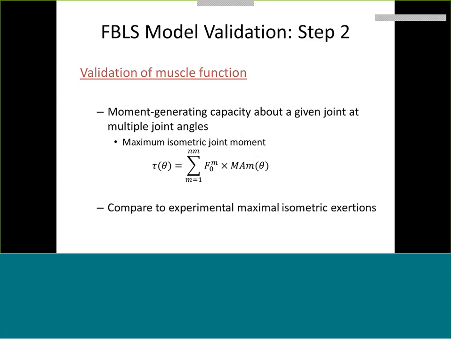So the next step of validating the model is to validate muscle function, or the strength of the model. So when you're doing this, you want to compare the maximum isometric moment that the model can produce about a given joint to one measured experimentally during a maximal isometric exertion. An individual muscle's maximum isometric moment is calculated in OpenSim as the product of its maximum isometric force property and its moment arm at a given joint position. The total maximum isometric joint moment in a model is then the sum of the contribution of each of those individual joint moments from any muscle that can contribute to that moment.